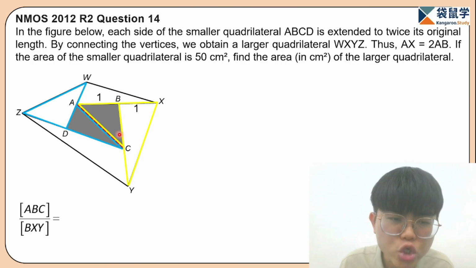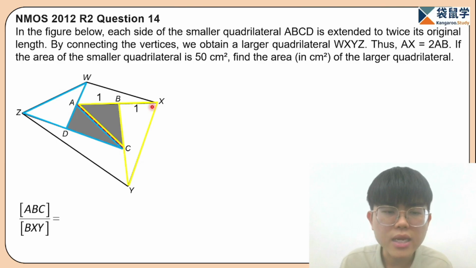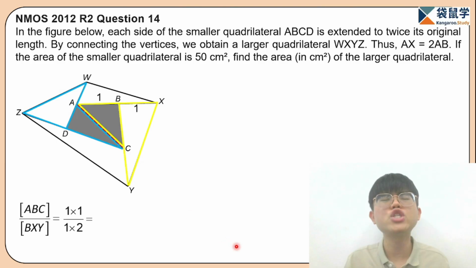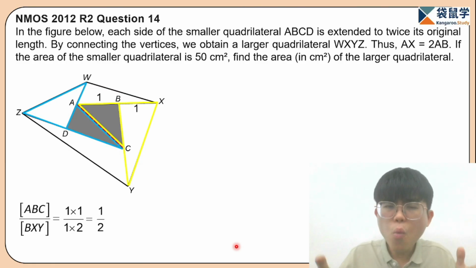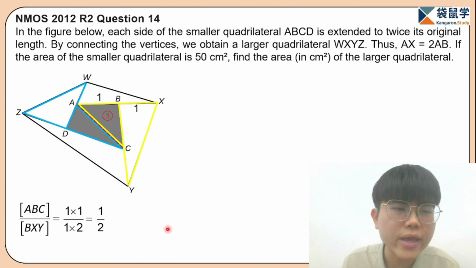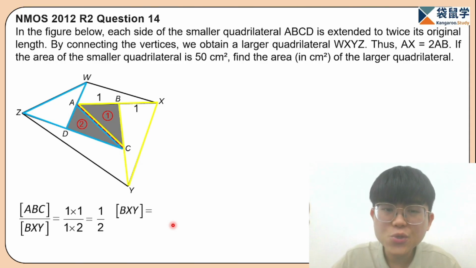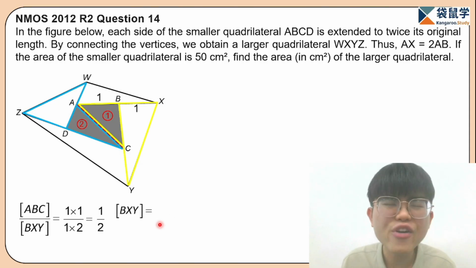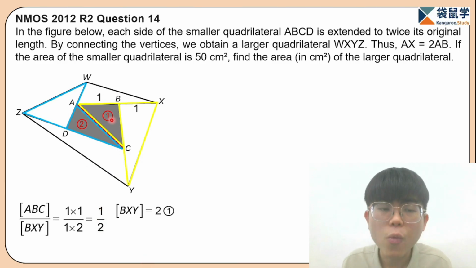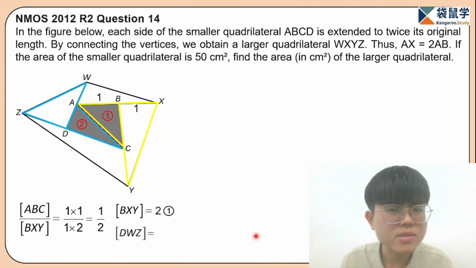So you can see that for the small triangle, we use AB, we use BC. So we have 1 times 1. For the big triangle, here that is 1 and the total length here will be 2. So we have 1 times 1 over 1 times 2. The ratio will be 1 to 2. What can we know from this ratio? Everyone, let's say I name these two areas right here area 1 and area 2. Now, what will be the area for BXY? We say that the ratio is 1 to 2, which means that it will be 2 times the area 1. Now, how about the area of the remaining triangle here, DWZ? What will be the area?